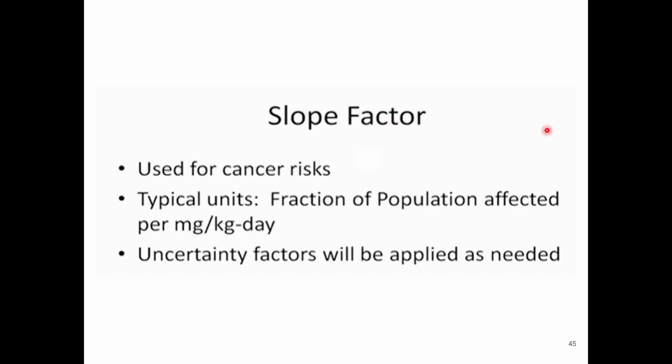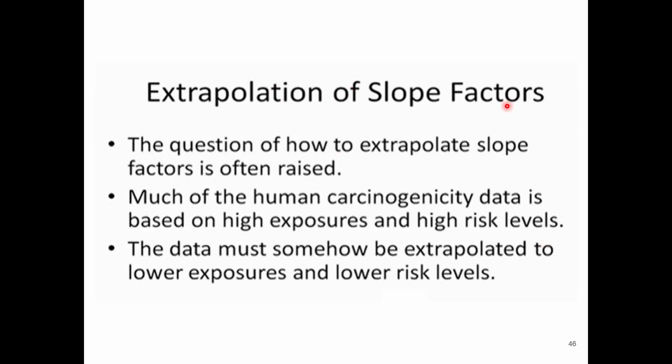The slope factor is used for cancer risks, and the typical unit is again the fraction of the population affected per milligram per kg day. So that is the percent of the total population affected, and uncertainty factors will be applied as needed. If it is from animal data, we again have to apply an uncertainty factor and convert it into an acceptable human value. The question of how to extrapolate slope factors is often raised.